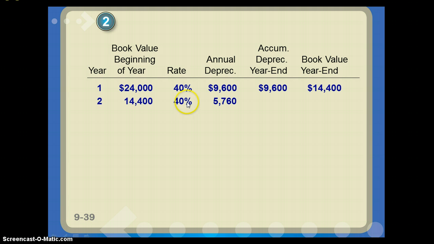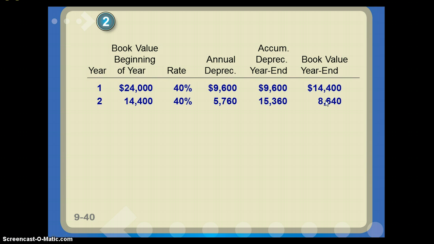Now we take 40% of that to get the second year depreciation of $5,760. Again, the $14,400 beginning book value times 40% is $5,760. Now we need to figure out the accumulated depreciation. We had $9,600. Now we add this year's depreciation and get $15,360. Our beginning value of our asset minus the total depreciation gives us an ending value of $8,640. You could also take the second year beginning value minus that year's depreciation to get the $8,640.